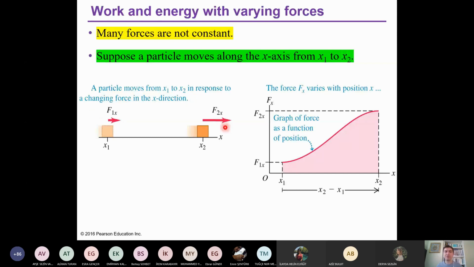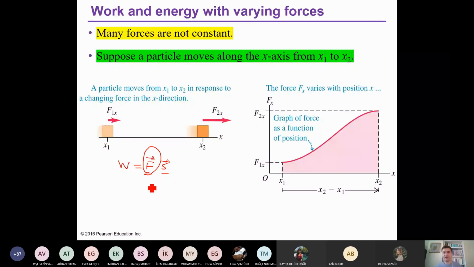Okay? So what about the work done by this force on this box? From the last lecture, we remember that the work done by forces is given with this expression. This is the force, this is the displacement, here from x1 to x2. But during the last lecture, we considered that this force is constant. But now, the force is not constant. It is varying with position.